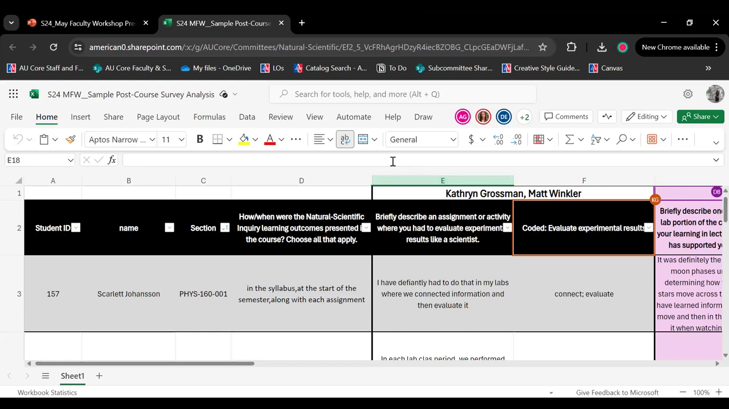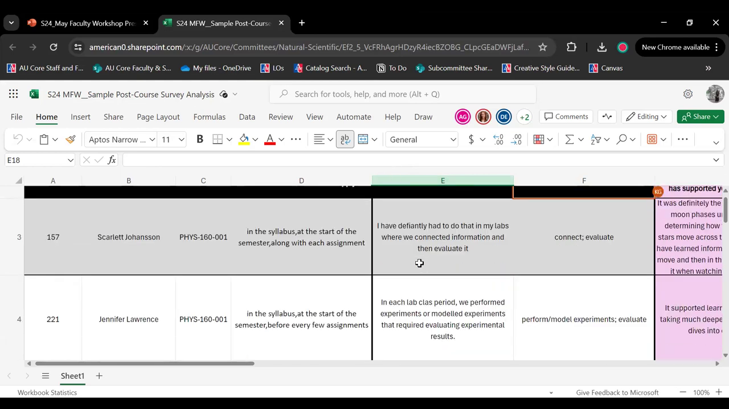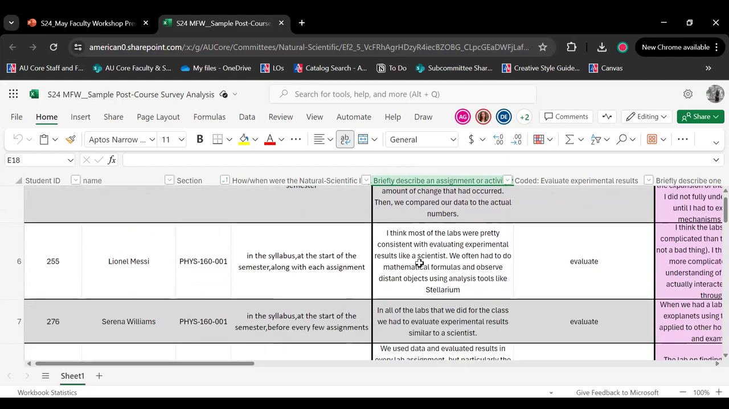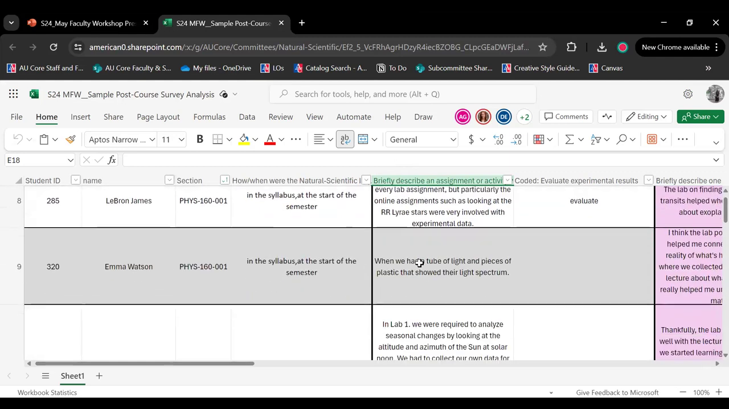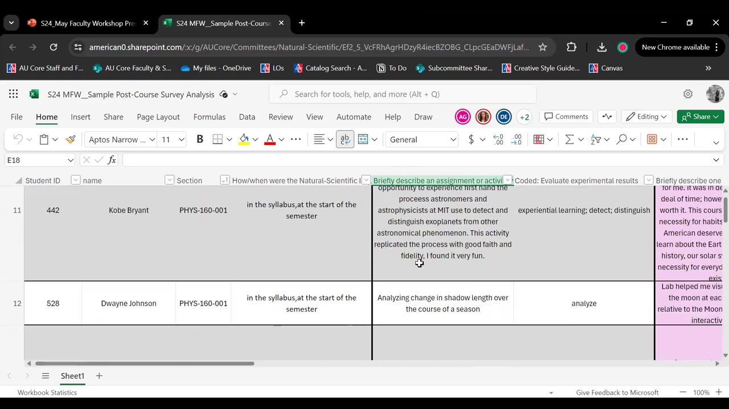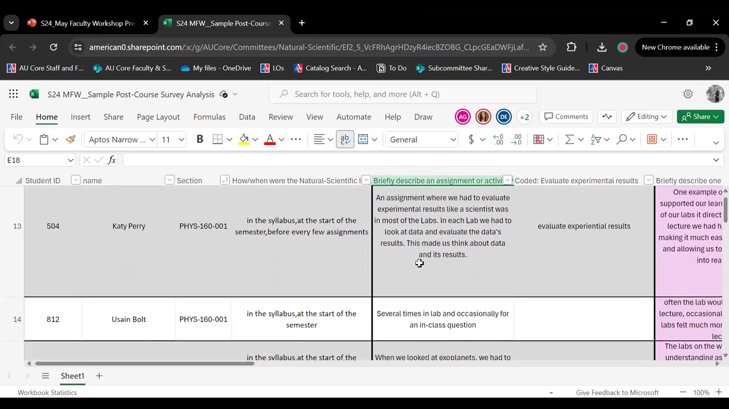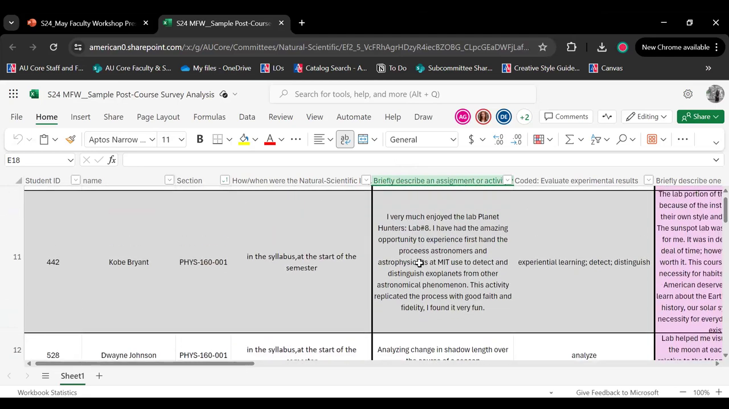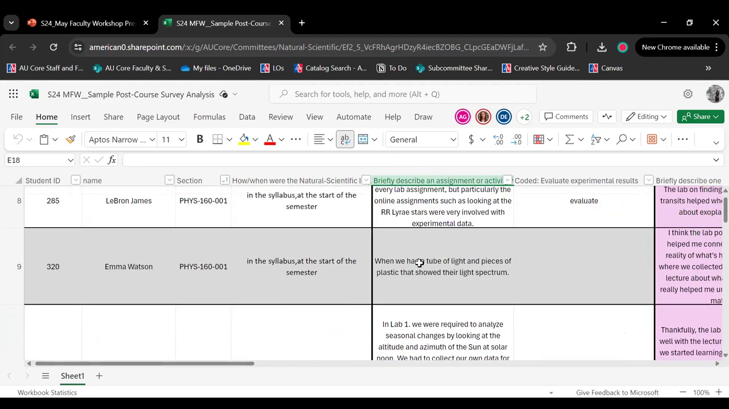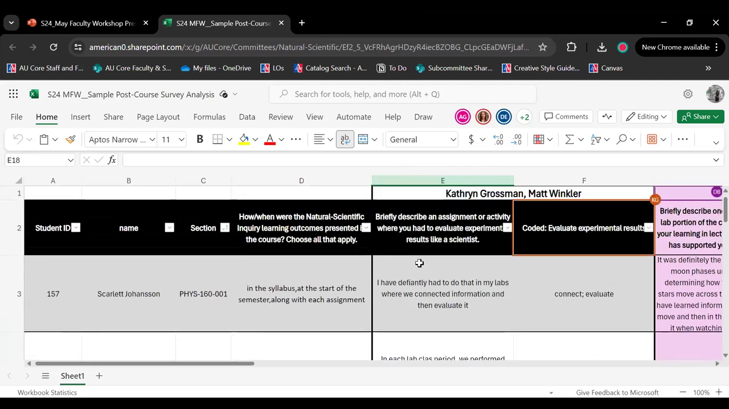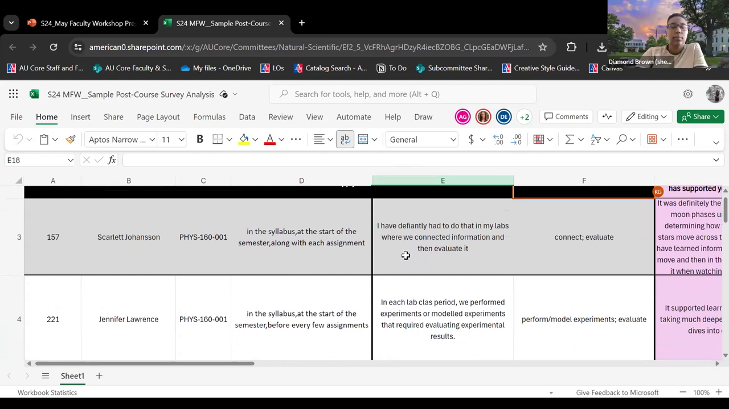Sure. I didn't have much time, so I just did keywords. The learning outcome is pretty straightforward in terms of needing to evaluate experiential results. So I just went through and looked at how many times the students identified evaluation in their comments. Only one of the students, I believe, directly referenced evaluating experiential results. The rest just kind of alluded to it.